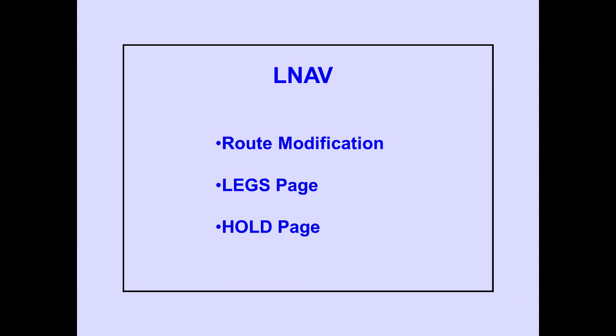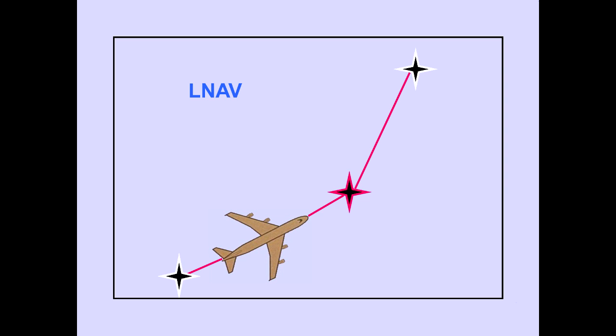In this module, we will discuss the pages and functions used for lateral navigation. This discussion will include route modification, the legs page, and the hold page. LNAV refers to FMC navigation along a lateral path.